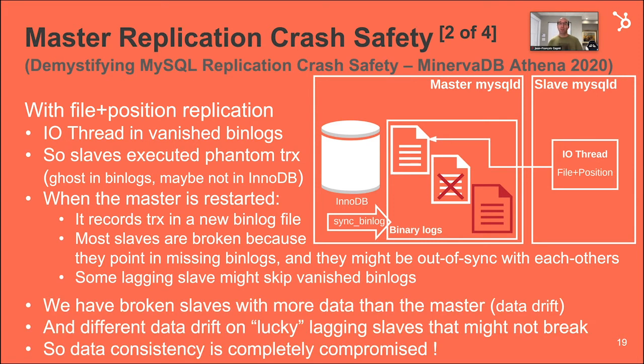Every node has different data. So it's big data corruption, not cool. And if some slaves had not yet reached the binary logs that vanished, replication will not break on those, but they'll skip transactions that other slaves will have. So all data is corrupted here. This is pretty bad.